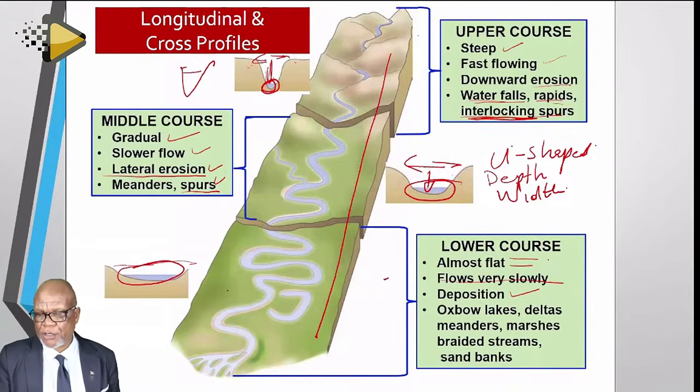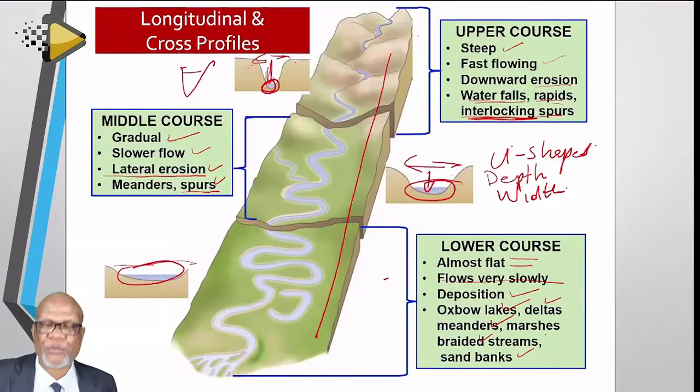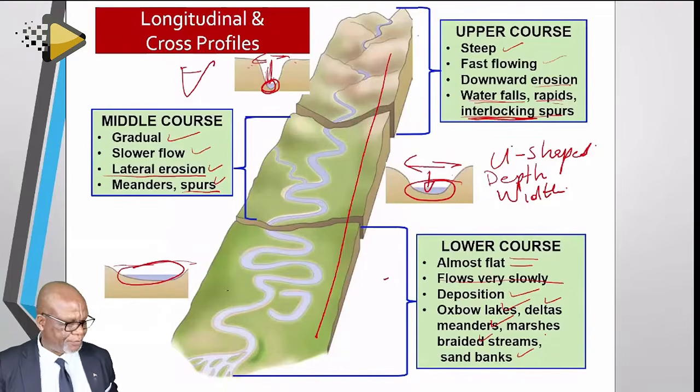And then what are the features that you're going to find? You're going to get the oxbow lakes, the deltas, meanders continue. We're going to have marshes and braided streams and sandbanks. Those are the features that you are going to get at the lower course of the river.